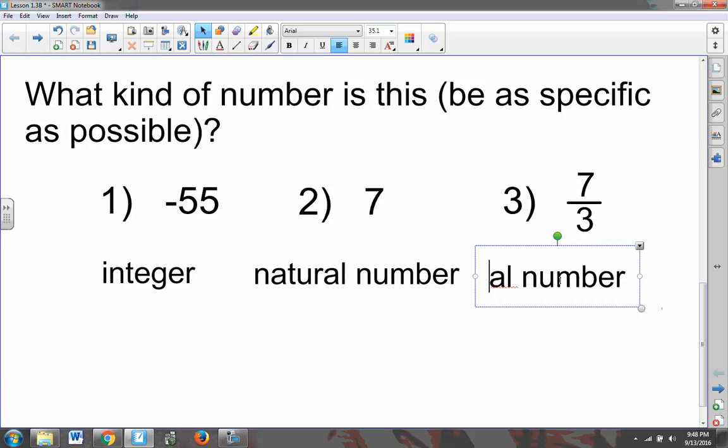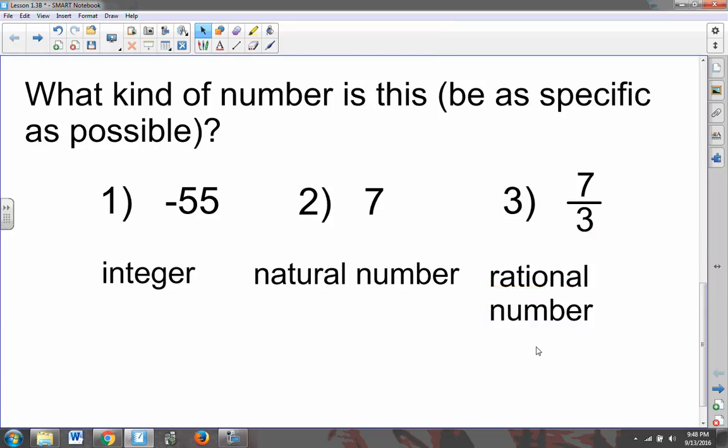If we tried to divide it out. So that is called a rational number. Okay, that one's a rational number because it's a fraction. So integer because that one's negative. Natural number because this is one we could count on our fingers. And then rational number because this is a fraction that we can't reduce at all. Can't be reduced, right?